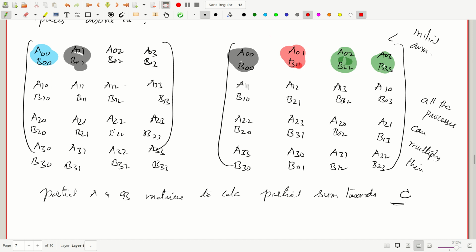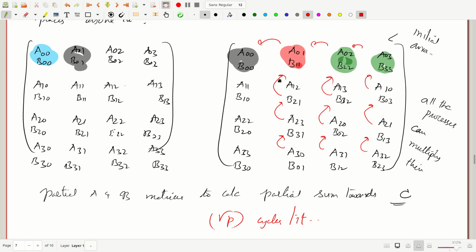Every process that holds an A needs to send it towards its left, and every process that contains a B needs to send it to the process above it and receive from the process below it. So if we set up a communication pattern like this, then by the end of square root P cycles, or iterations, all the A's and B's will have contacted each other, and the partial sums will have become the complete sum for C.